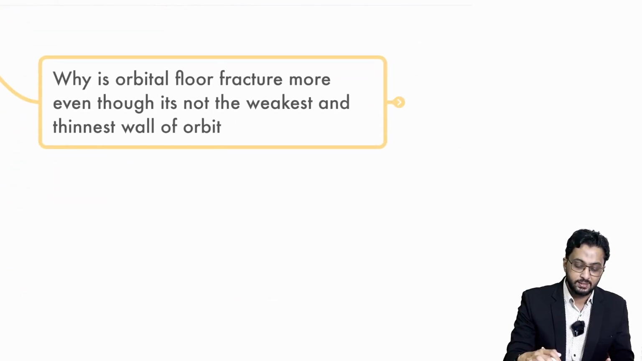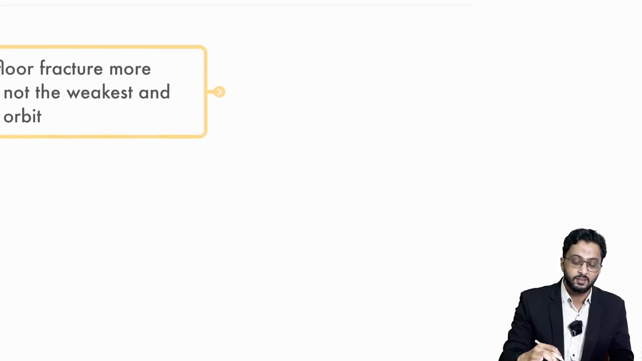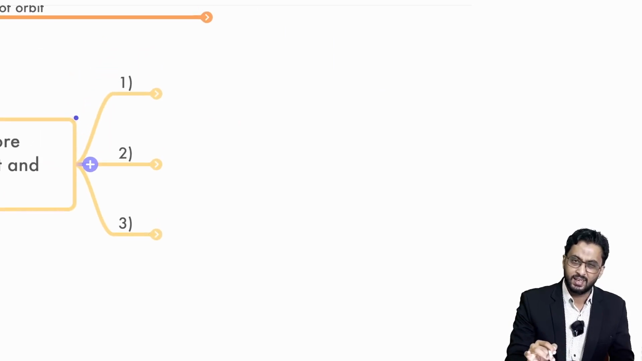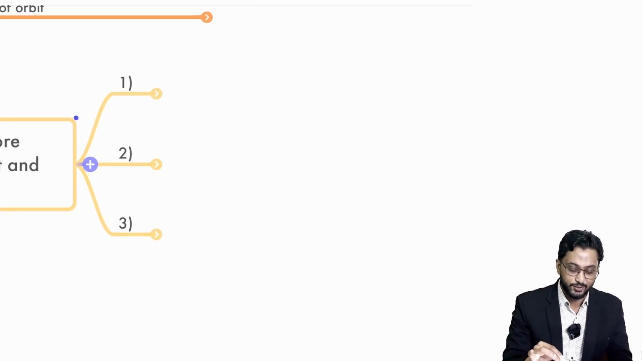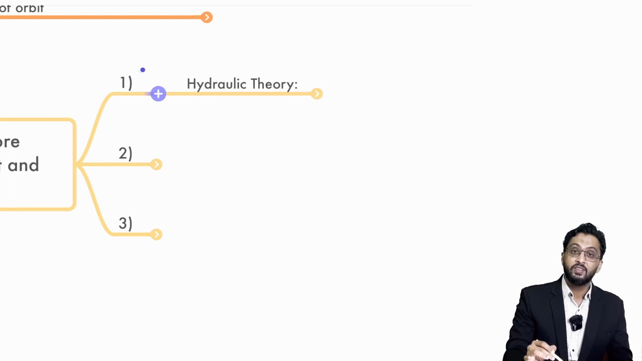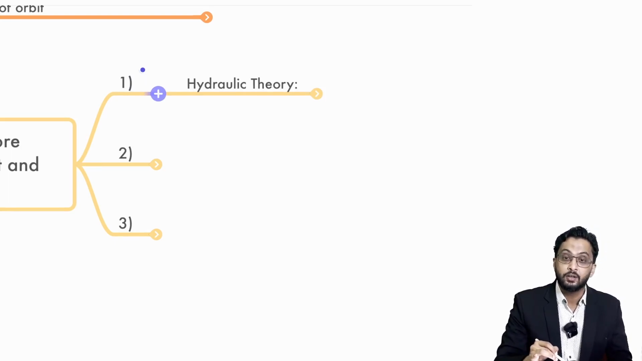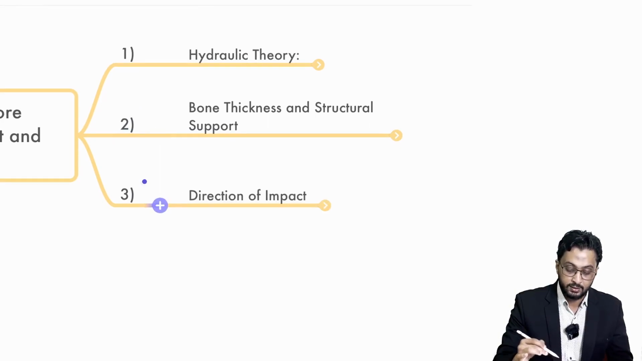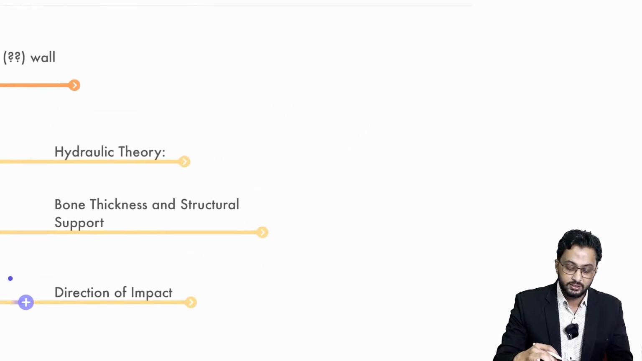Now the question arises, why is orbital floor fracture more common, even though it's not the weakest and the thinnest wall? That's a question every one of you will ask. So, a quick understanding, this is majorly for your viva, for final years. There are three theories or three concepts. One is the hydraulic theory, second is the bone thickness and structural support, and third is the direction of impact. So let's discuss one by one.